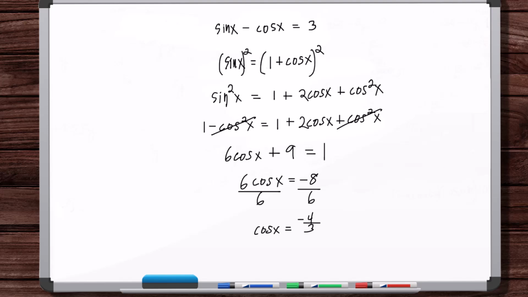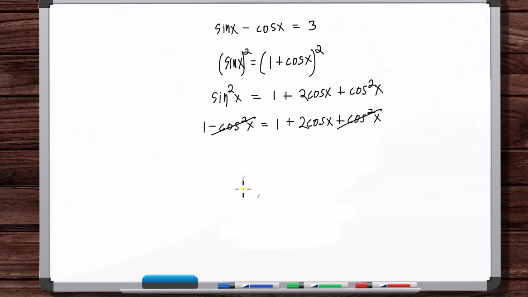So you get 2 cosine x is equal to 0. I guess we can work with that. I'm trying to illustrate the extraneous solution potential that you have to look out for. So 2 cosine x is equal to 0, so cosine x is equal to 0. So x is equal to inverse cosine of 0.